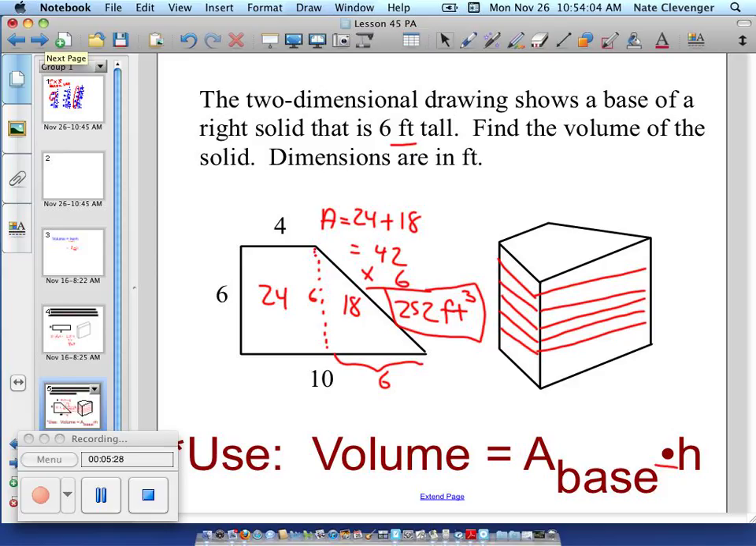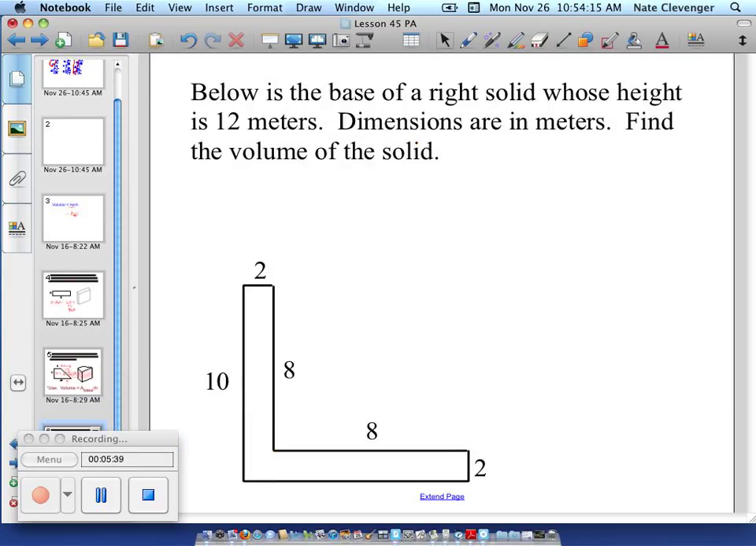So volume, start thinking of, we're maturing here as mathematicians. Think of volume as being area times height. We're kind of going to go away from the length times width times height thing. I didn't put the three-dimensional picture of this one up.